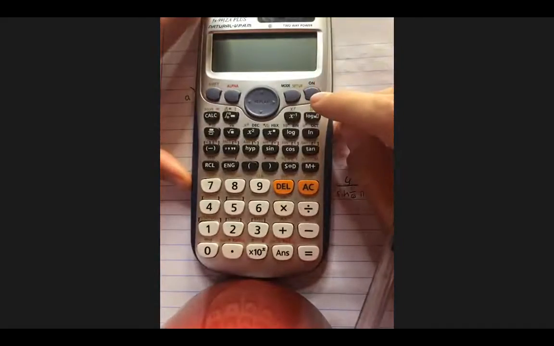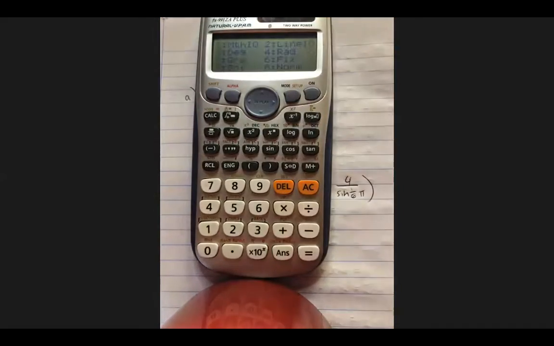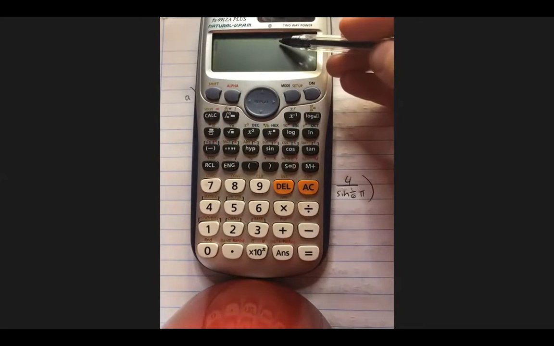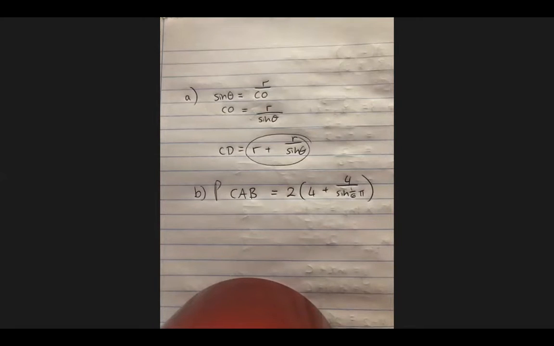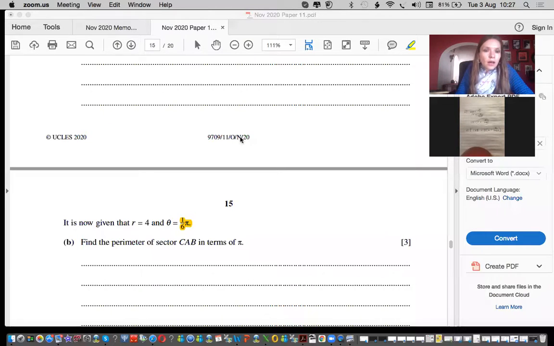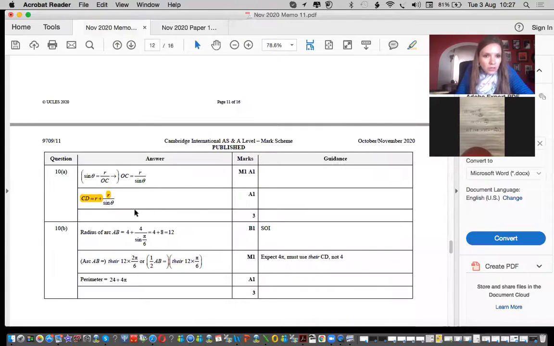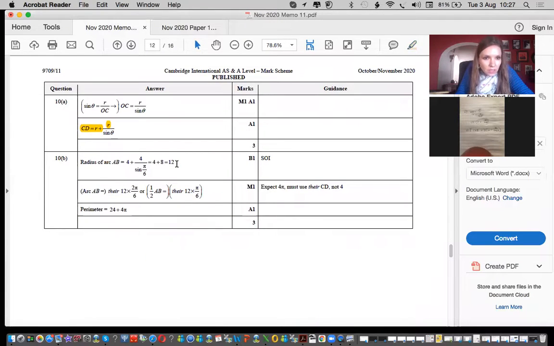If you don't know how to put your calculator in radians, let me show you. You go shift setup, 4. You'll see there's a little R at the top to say that you are in radians. So let's type in this whole thing. I just want to show you this part. This first part is basically 12.